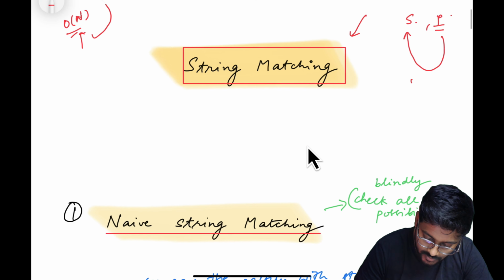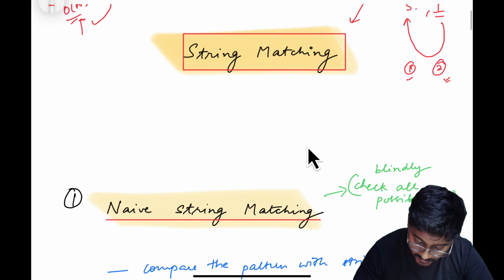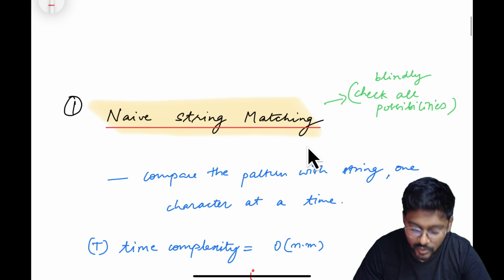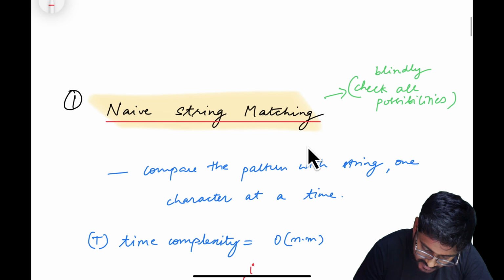Here we are going to cover two major algorithms. The first one is the Naïve String Matching Algorithm and the second one is our KMP for sure. So let's have a look at them one by one and see how the algorithms work. Our first algorithm is the Naïve String Matching Algorithm. What does it say? Blindly checking all the possibilities.